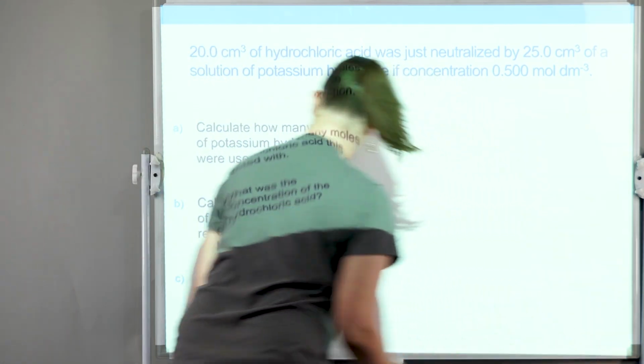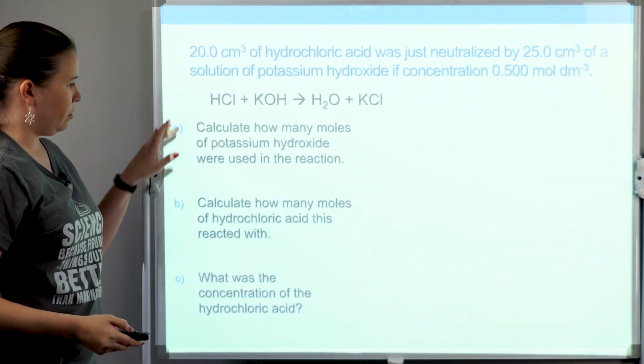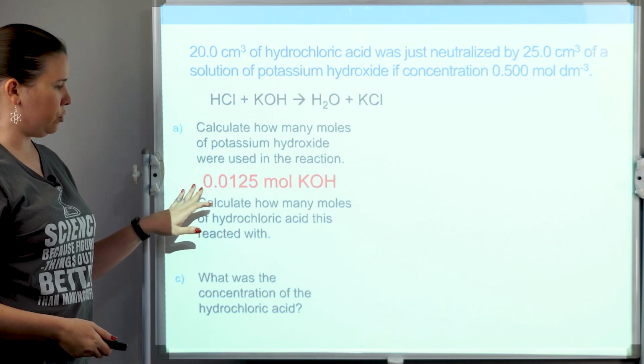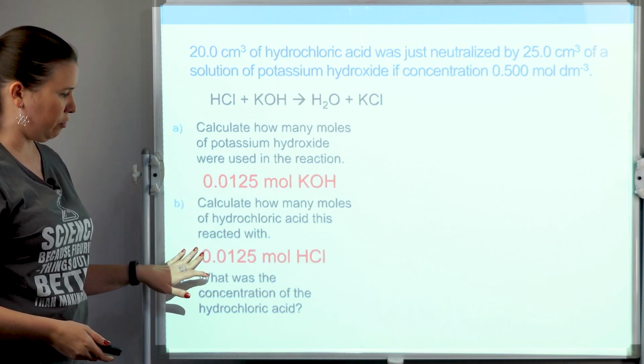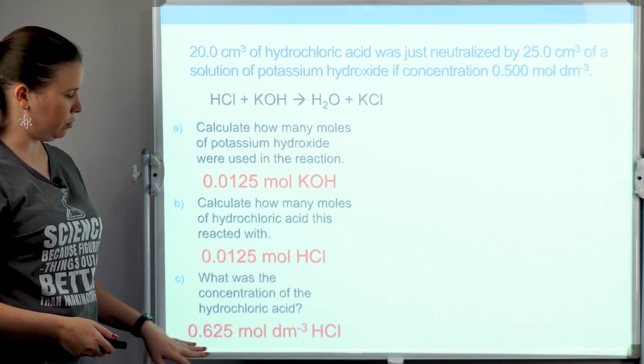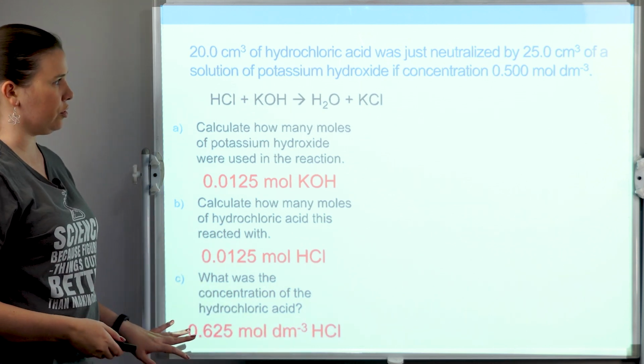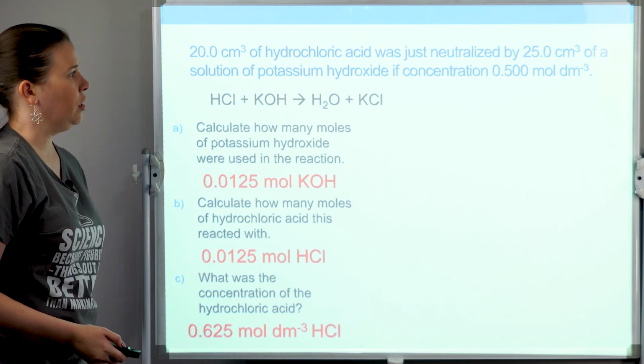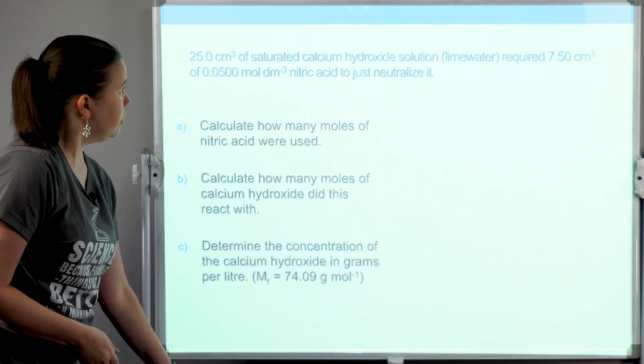All right. So balanced equation, 0.0125 moles of KOH, 0.0125 moles of HCl, and 0.625 mole per decimeter cubed of HCl for the final concentration. Standardized our solution. All right, on to the next one.